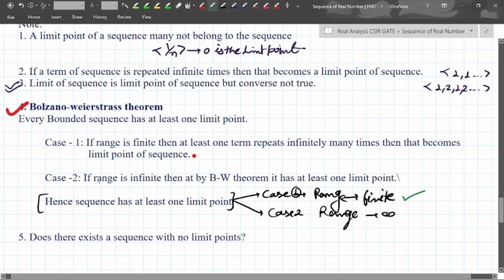If the range is infinite, then by the Bolzano-Weierstrass theorem, the range is infinite and the sequence is bounded. Range infinite, and what? Bounded. If the range is infinite and bounded, then by the Bolzano-Weierstrass theorem it has at least one limit point. Hence, the sequence has a limit point. So in both cases, a limit point exists.